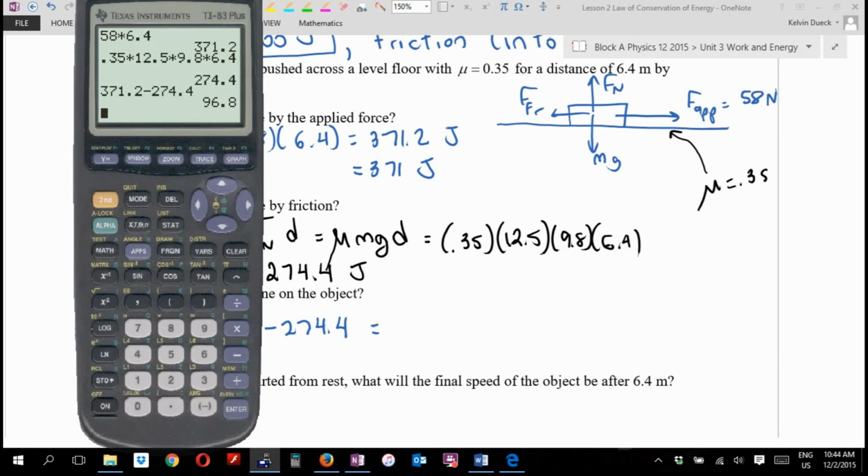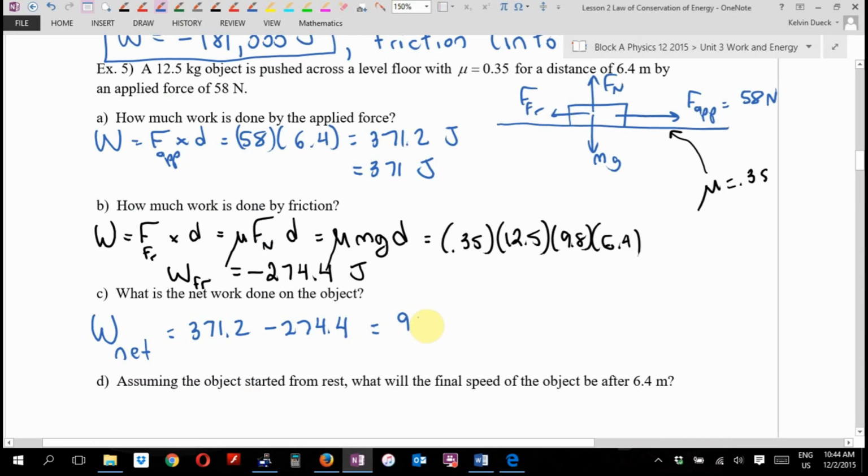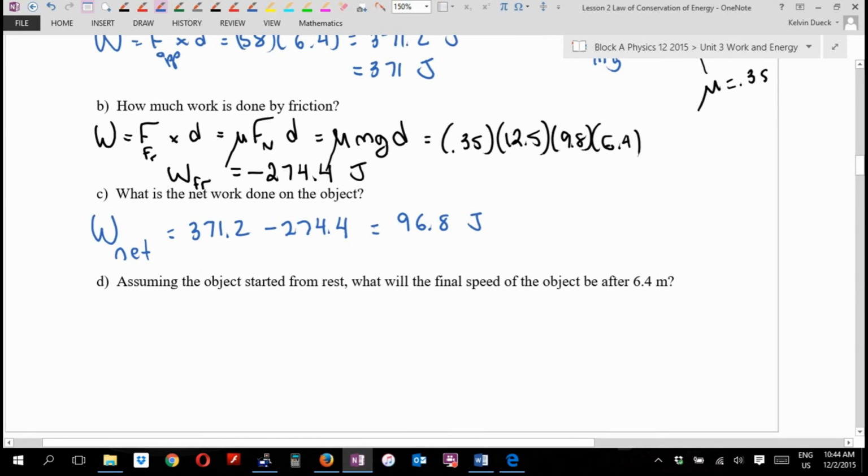You had 96.8 joules. That, Leonard, went into making this block go faster. That went into kinetic. Everything else was wasted. Well, everything else went into heat. So the total amount of work done was 371.2 joules. That's whoever was pushing, whether it was a machine, or I'll just make it a person pushing. That person lost 371.2 joules. They gave 371.2 joules to this block. Unfortunately, friction pulled out 274 joules. How could I say pulled out? Negative. Leaving 96.8.